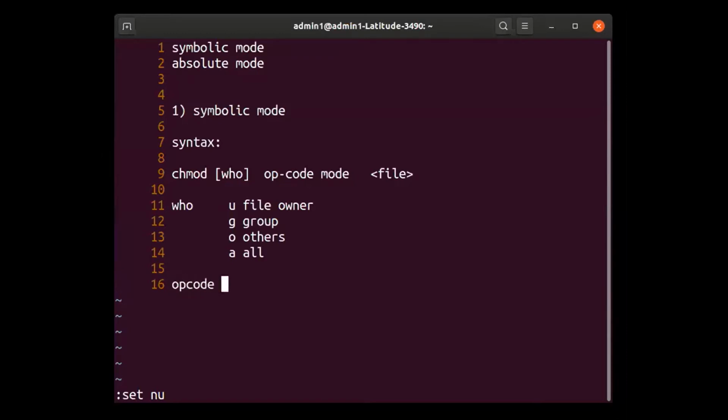Now let us look into what the opcode modes are. There are two opcode modes. One is plus, which says add permission, and the second one is minus, which says remove permission. So for opcode we have two, add permission and remove permission. I'm sorry, opcode only, not mode. This is only opcode. Okay. And the last one is called mode.